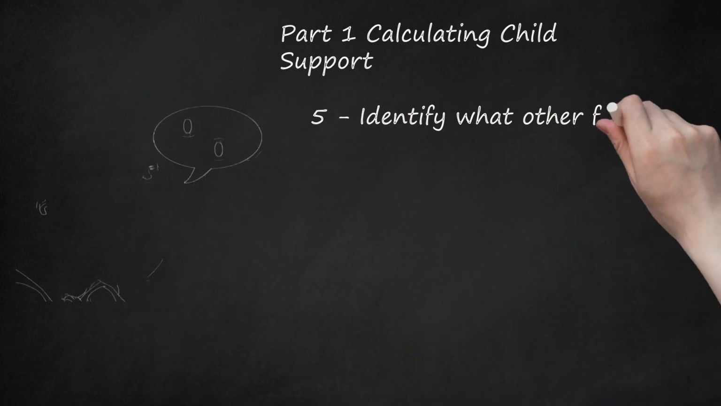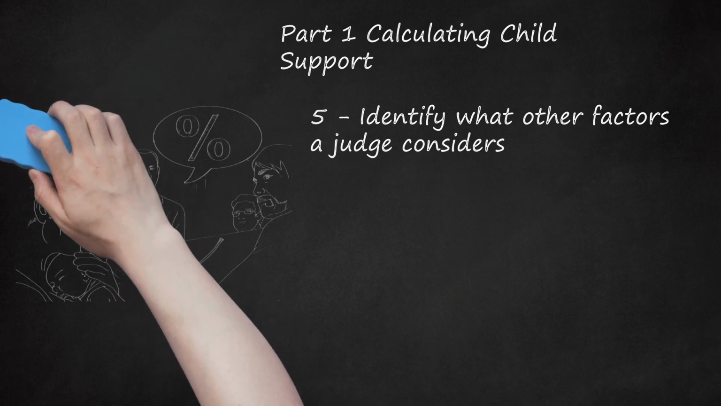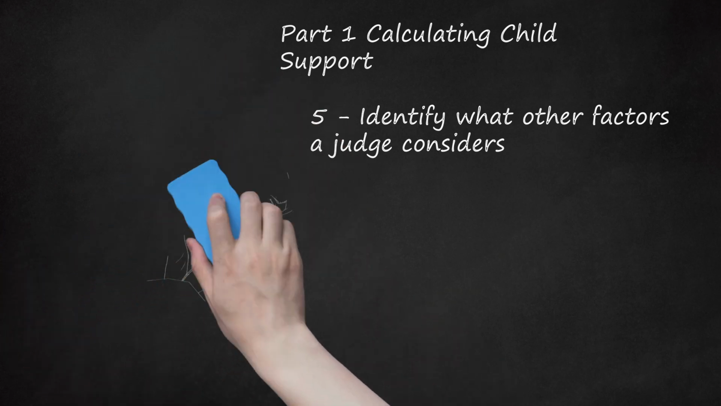5. Identify what other factors a judge considers. In many states, judges have discretion to increase or decrease the amount of child support above or below the guideline amount, depending on the circumstances. Judges will consider the following factors when setting child support. The child's needs. For example, a child who is disabled will have high needs. Also, younger children may have certain unique expenses, such as daycare, which older children do not. The ability of the non-custodial parent to pay. The child's standard of living before the divorce. If the standard was high, then the court may want to continue this high standard of living by setting the child support at a high amount.